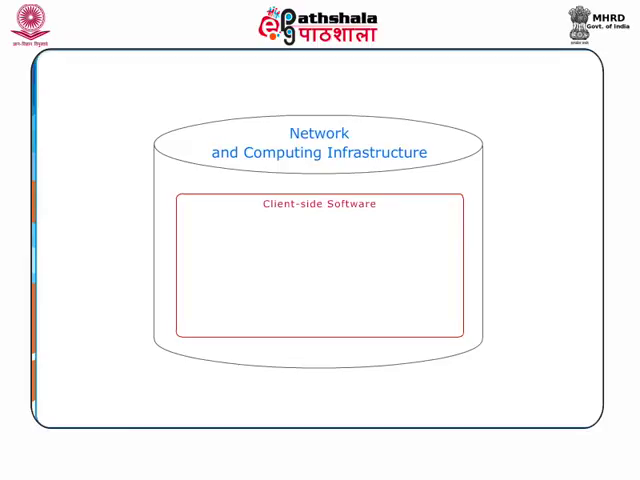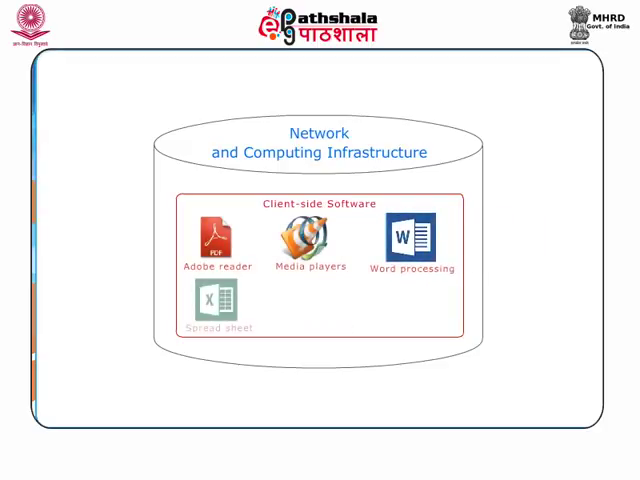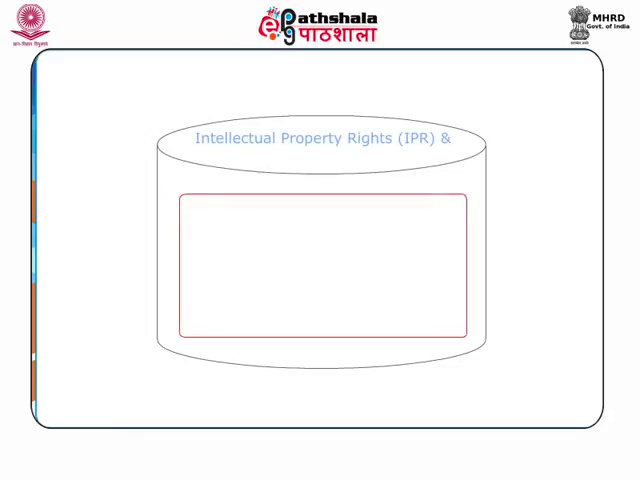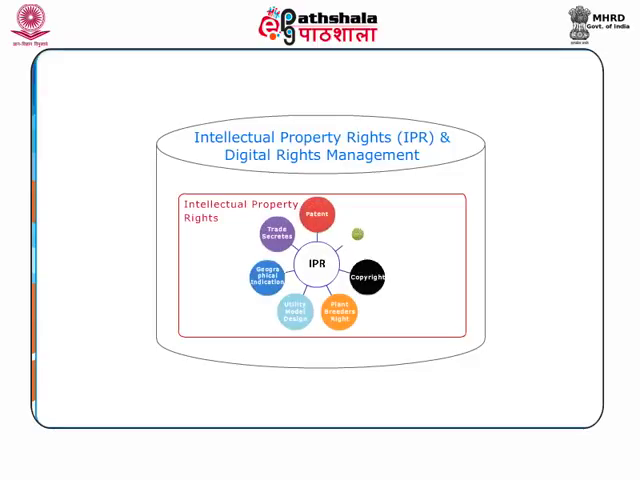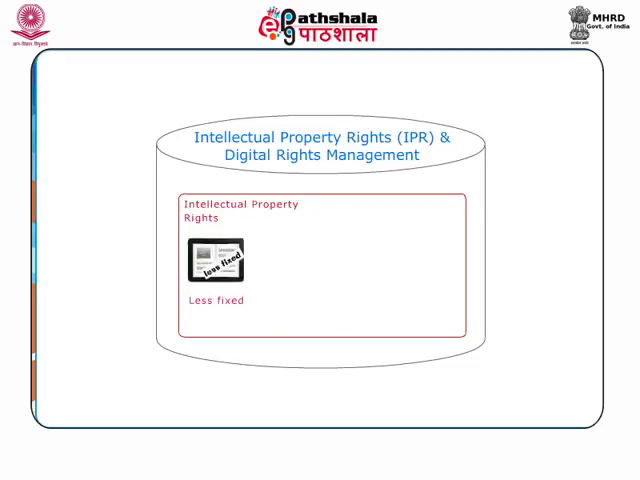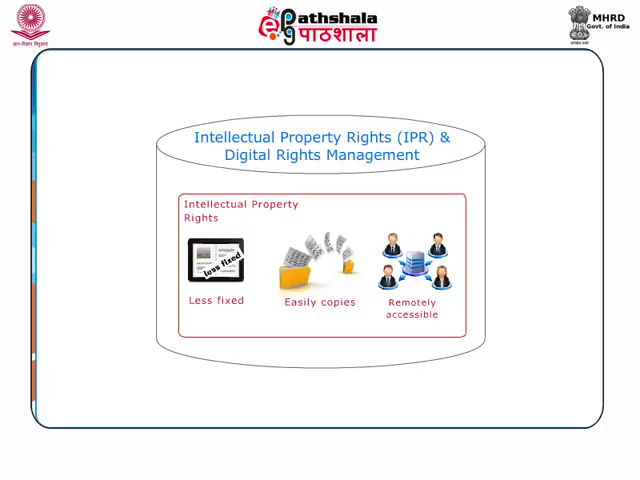And finally, client-side software components including Acrobat Reader, media players, word processing software, and spreadsheet software. Intellectual property right and digital rights management. Copyright has been called the single most vexing barrier to digital library development. The current paper-based concept of copyright breaks down in the digital environment because the control of copies is lost. Digital objects are less fixed, easily copied, and remotely accessible by multiple users simultaneously.